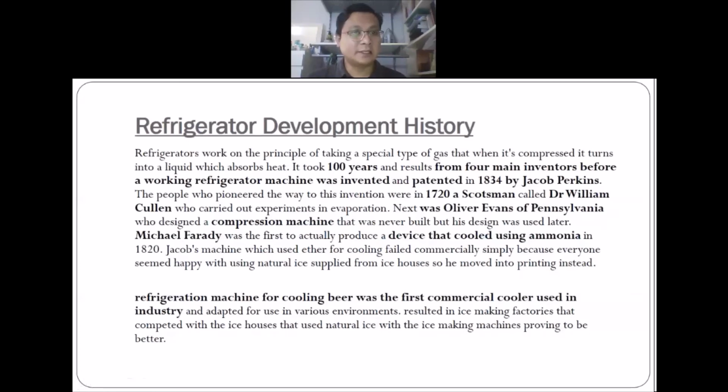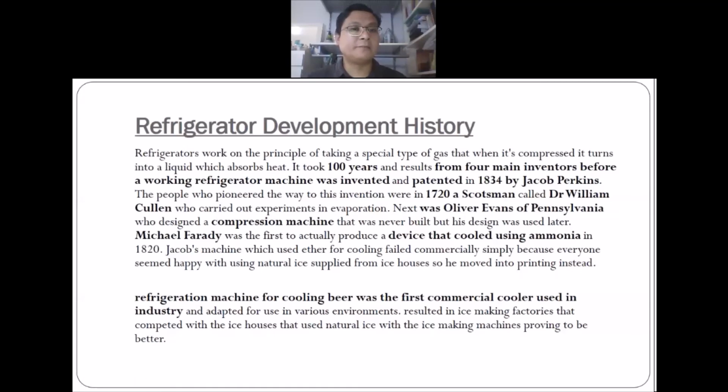In the last slide, the refrigerator development history already spans 100 years. Actually, a refrigerator works on the principle of taking a special type of gas that, when compressed, turns into a liquid which absorbs heat. It took 100 years and the work of four inventors before a working refrigerating machine was invented and patented in 1834 by Jacob Perkins from Great Britain, then he went to America.